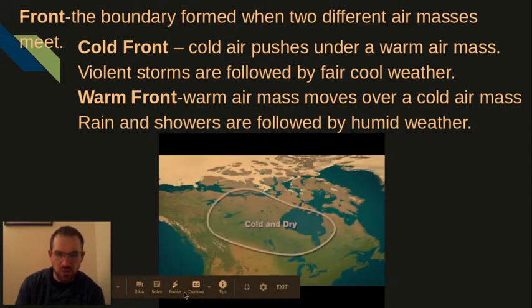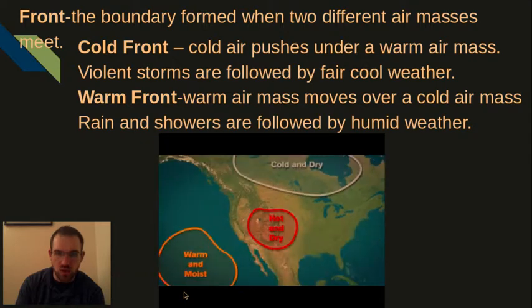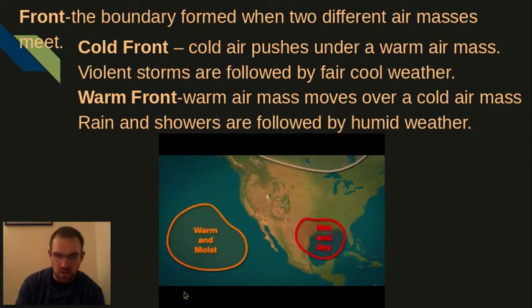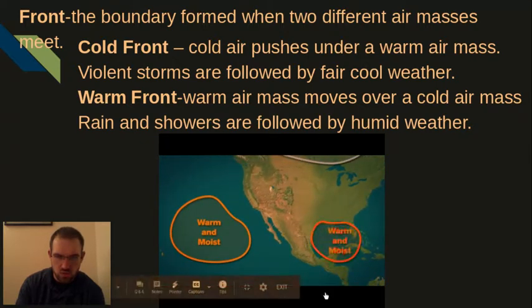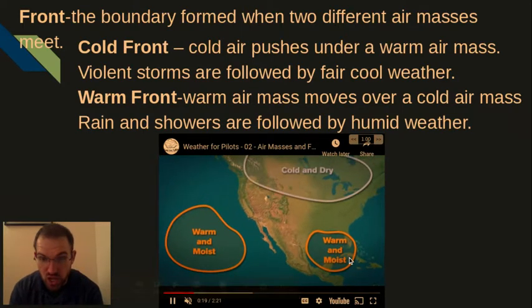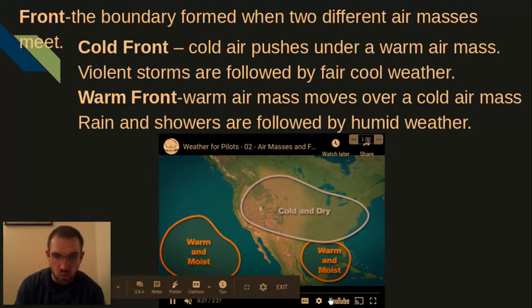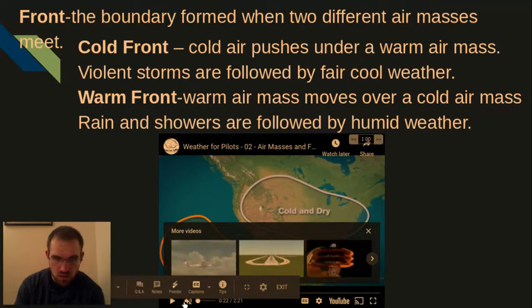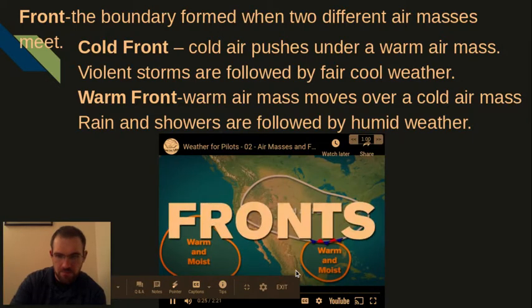So there's your warm and moist. That would be maritime tropical, cold and dry, hot and dry, right? So see them moving here. Did you see how as it moved over that area, it changed, right? Because it went over water.